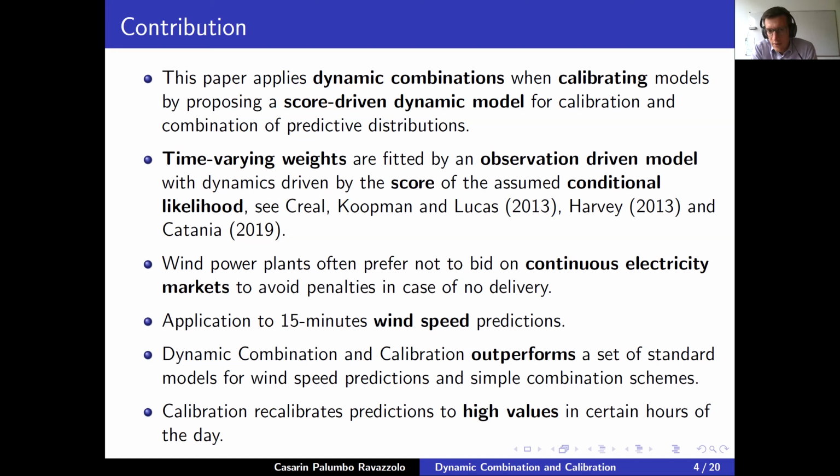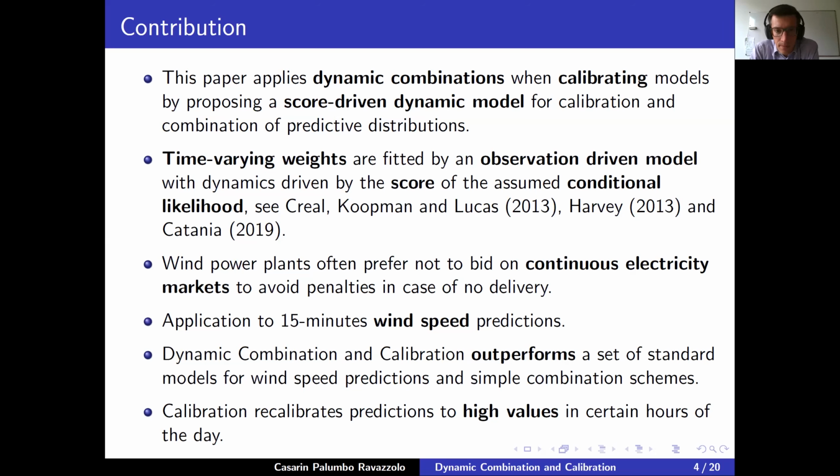You compute the score, which is nothing more than the first derivative of this loss function that you have in mind, and you see the evolution of them combined with an error, how it drives the process. So it's a latent process that you make observable by this score-driven process.